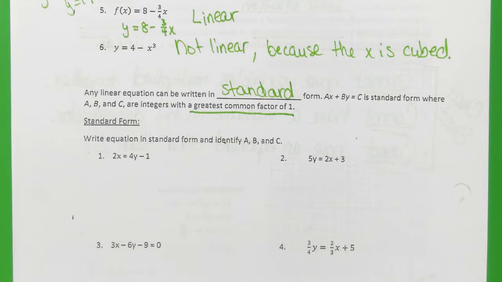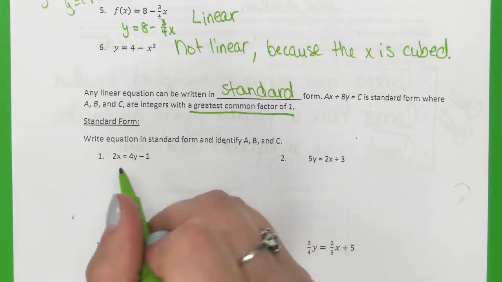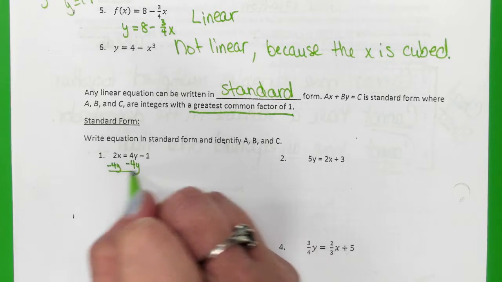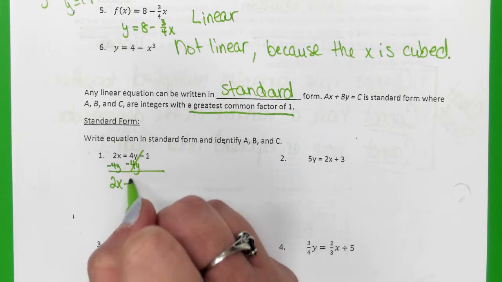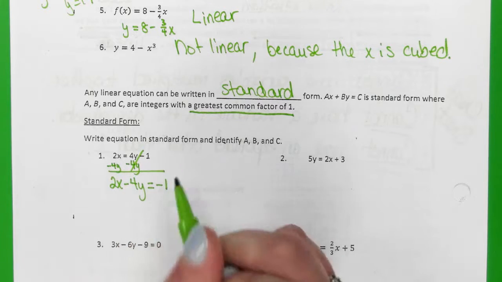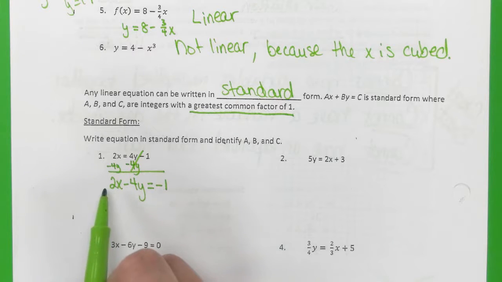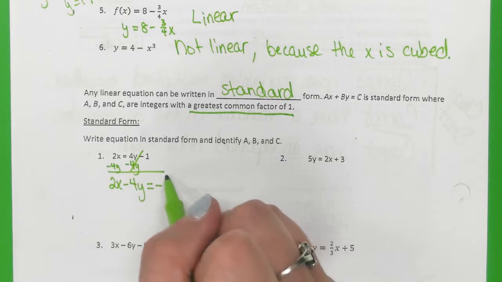Let's look at number 1. What do you have to move? There you go. Minus the 4y. So 2x minus 4y equals negative 1. All right, let's go through our checklist. Any fractions? No. Leading negative coefficient? No. Look at 2, 4, and 1. What's the only number that divides into 2, 4, and 1? 1. So we are finished.